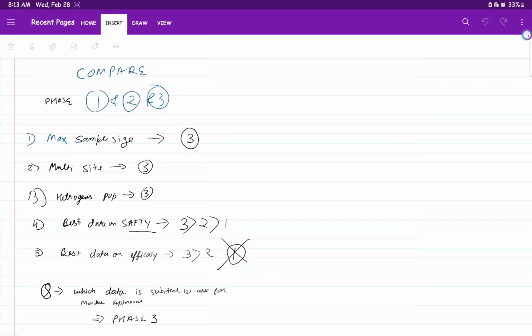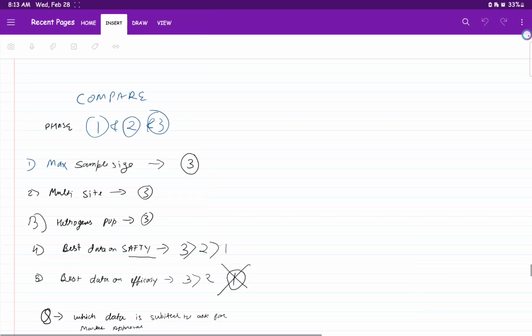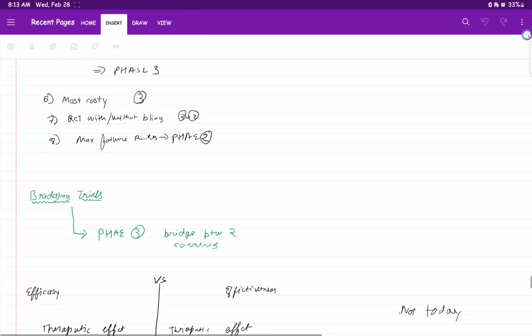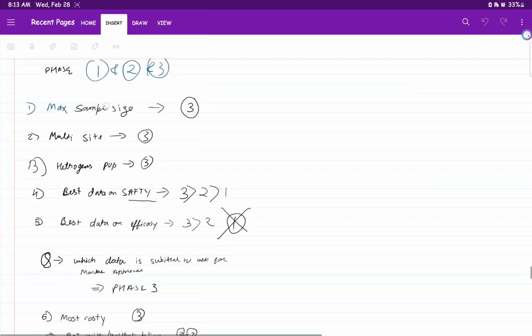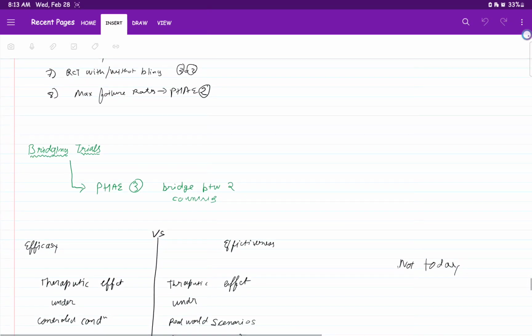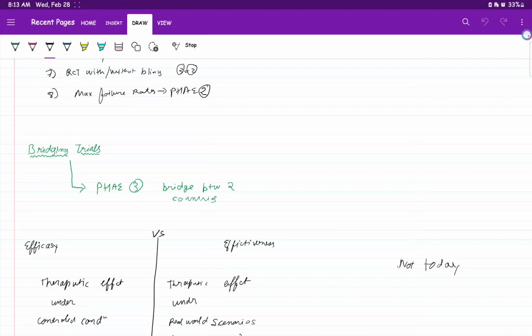Comparing phase 1, 2 and 3. Phase 3 is overall the best phase. Maximum failure rate is phase 2.